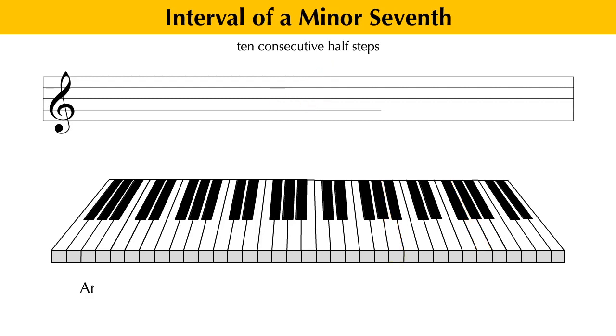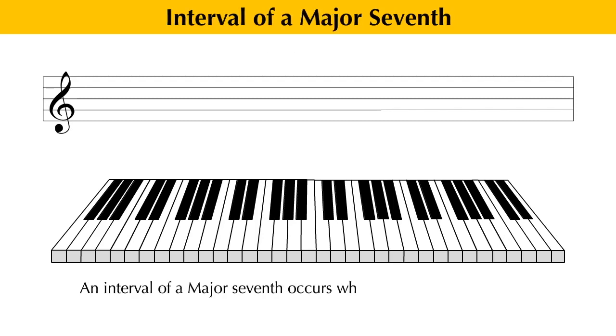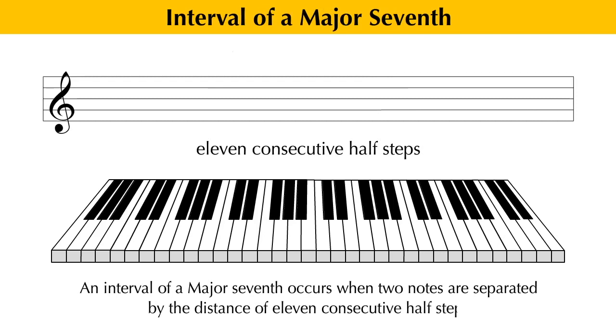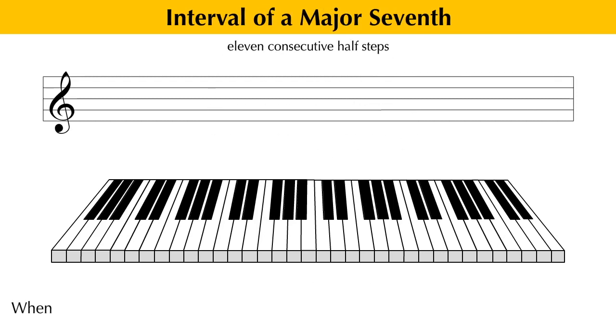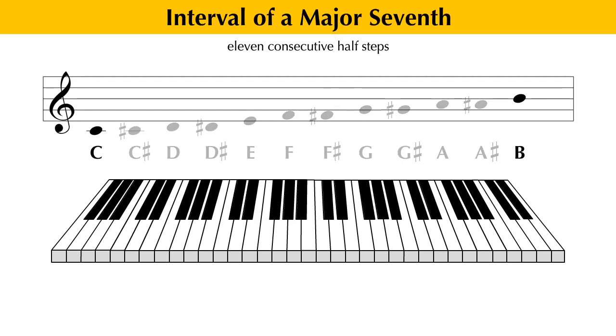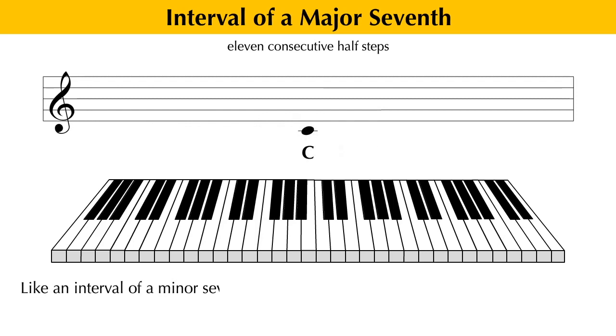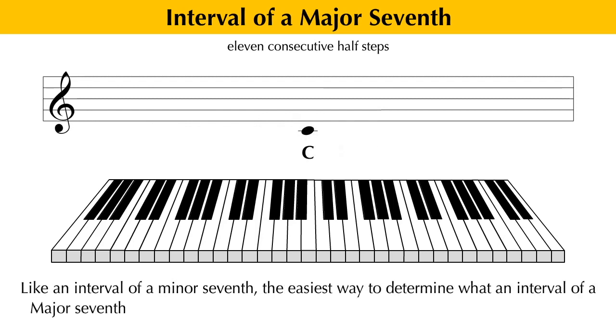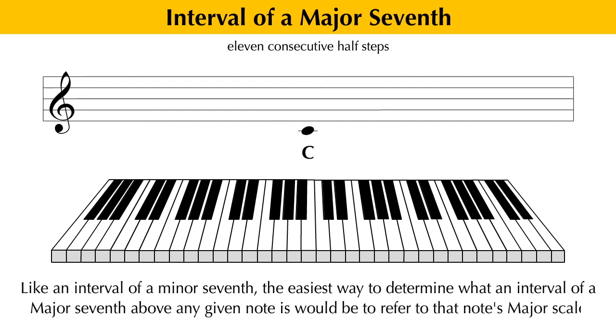On the other hand, an interval of a major seventh occurs when two notes are separated by the distance of 11 consecutive half steps. When starting on the note C, 11 consecutive half steps would bring us to the note B. However, like an interval of a minor seventh, the easiest way to determine what an interval of a major seventh above any given note is would be to refer to that note's major scale.